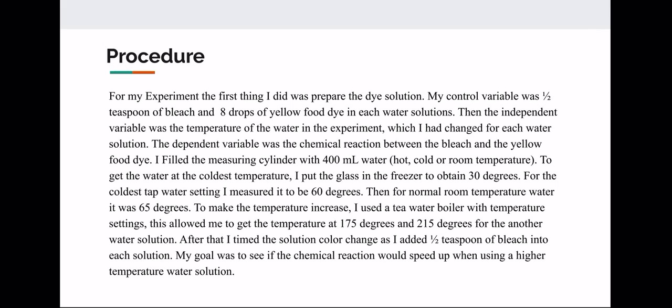So after I filled all the glasses up with their proper temperatures of water, I had different temperatures. For the freezer, it was 30 degrees water. For the tap water, it was 60 degrees. Then for normal room temperature water, it was 65. And then to make the temperature increase, I used the tea boiler, which I got to 215 degrees and 175 degrees. And then I timed 2 minutes each for the reaction of all of the bleach and yellow food dye solutions. So after that, I got my results.